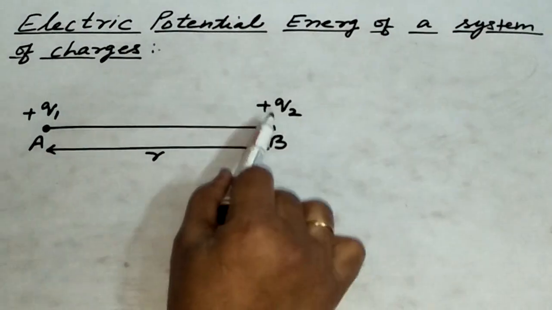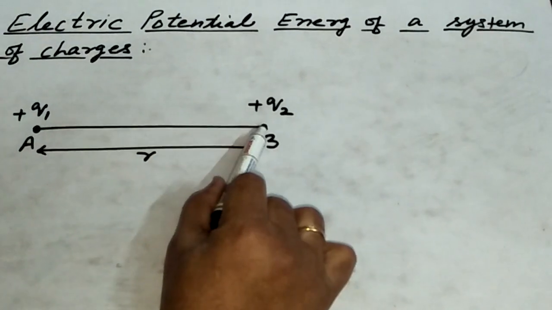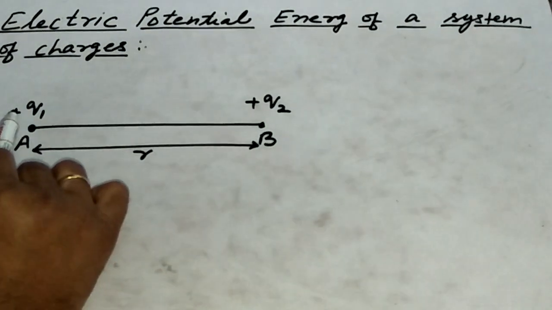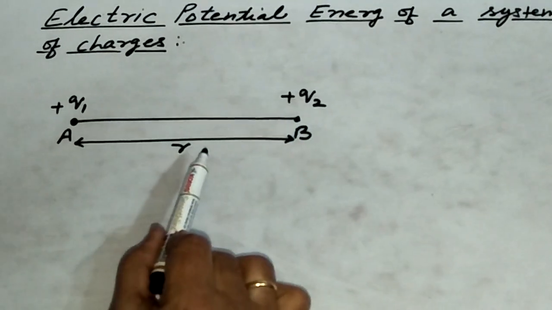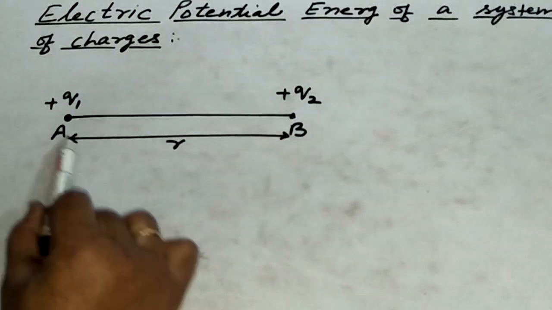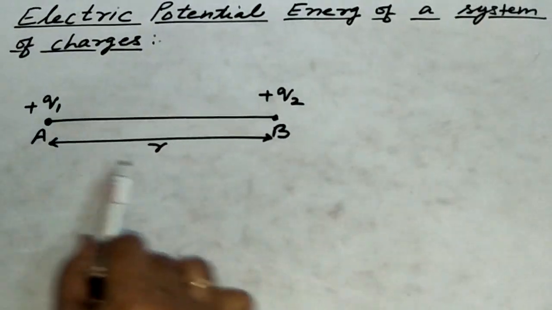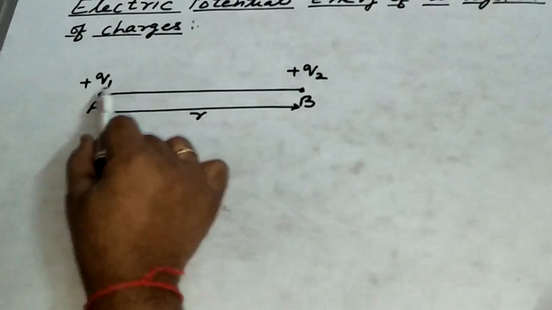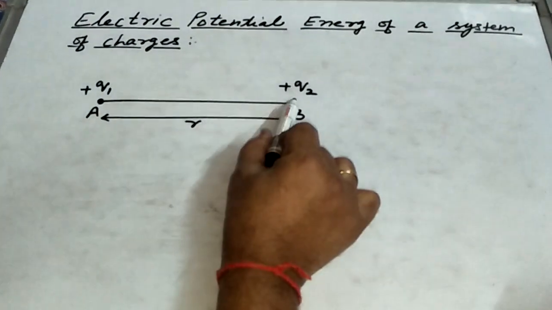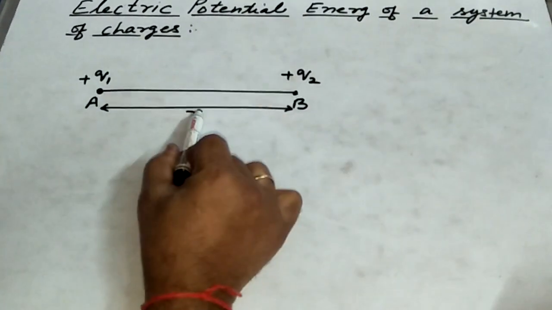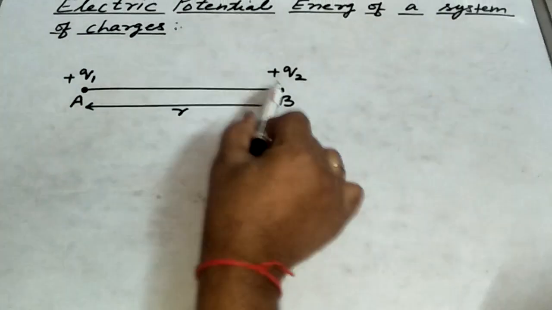Suppose AB is a system of two charges formed with plus Q1 and plus Q2. Our aim is to find the electric potential energy of this system of charges Q1 and Q2, placed at A and B at a distance r apart in air or vacuum.